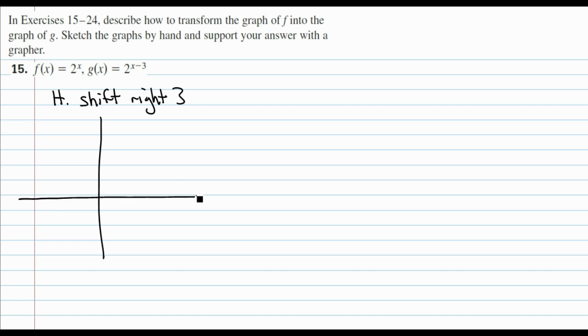Which means instead of the function crossing through 0, 1, it's going to be 3, comma 1. It's going to look the same, just got shifted to the right 3. Which means if I plug in 0, 0 minus 3 is negative 3, so 2 to the negative 3 power is 1/8. So this should be 0, comma 1/8. So I will check those when I graph them on my calculator.